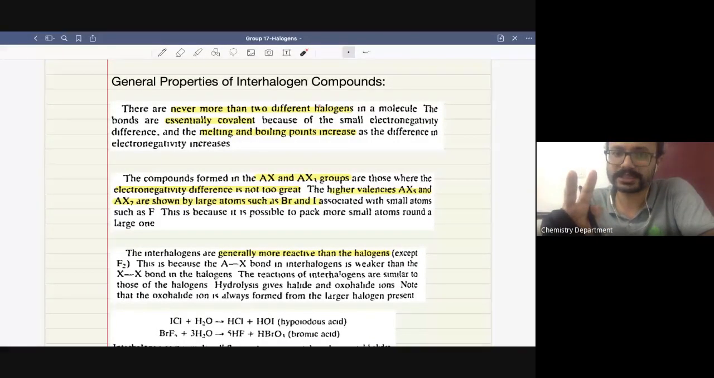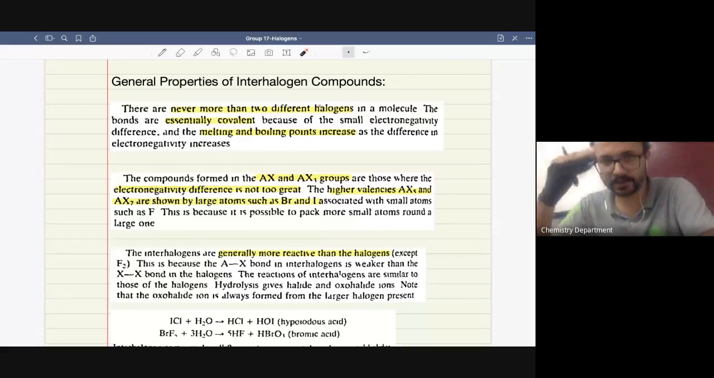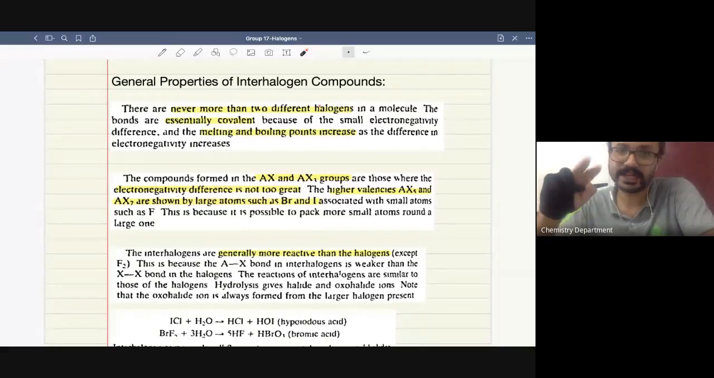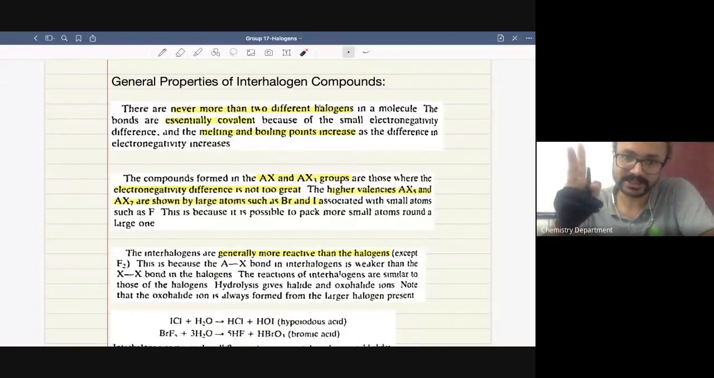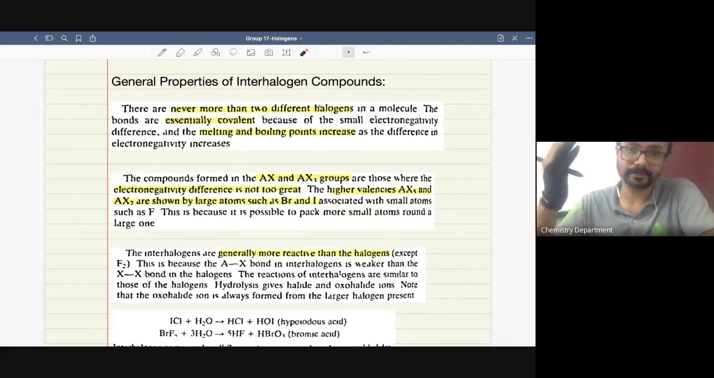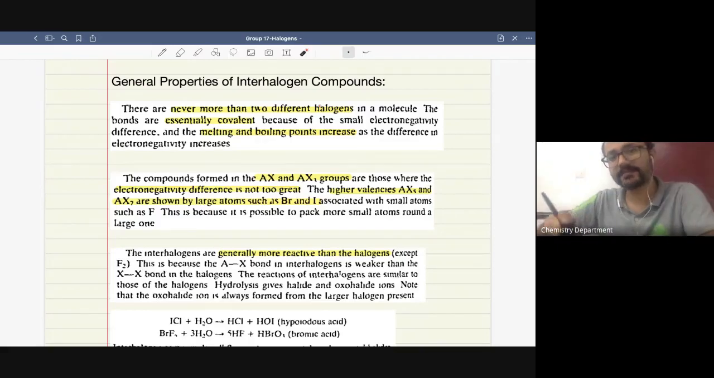Another thing you should notice is that these halogens, being in the same group, do not have much electronegativity difference. Because of that, since the electronegativity difference between two different halogens is not much, the bond can never be ionic, because for a bond to be ionic, the ionic character should be more than 60 or 70%. For that to be achieved, you should have a very good electronegativity difference. But halogens being in the same family, they do not have much electronegativity difference.